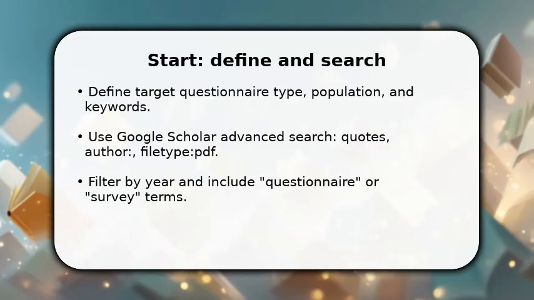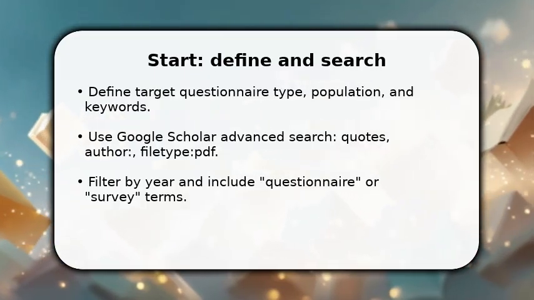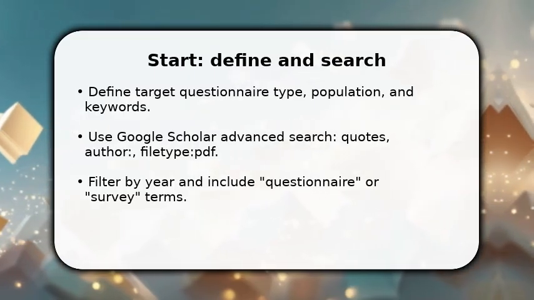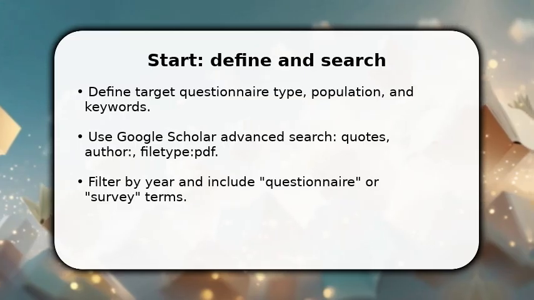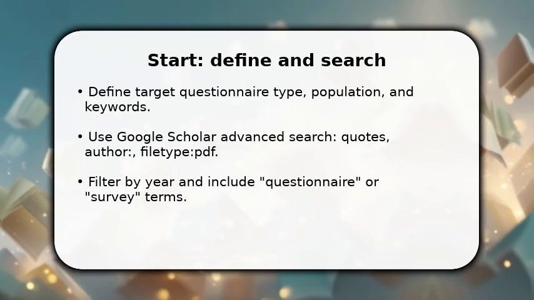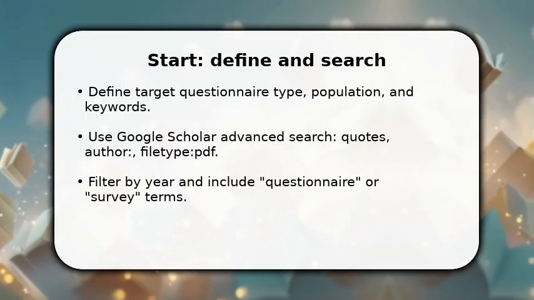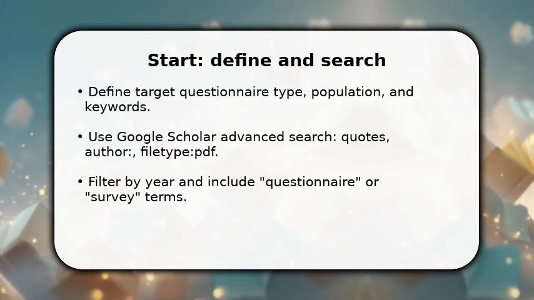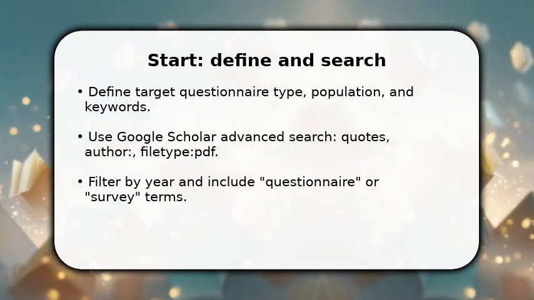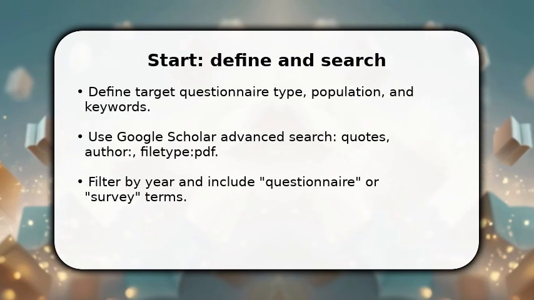You begin by naming exactly what you need and why: type of questionnaire, target population, and key constructs. Once done, open Google Scholar and use quoted phrases for exact matches and author to find instrument creators. Make sure to add file type, PDF, to locate full forms quickly. Use year filters to prioritize recent, validated questionnaires. This focus start saves time and surfaces instruments rather than broad articles, so you can grab a usable questionnaire fast.